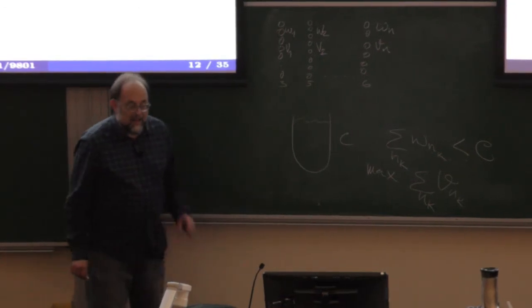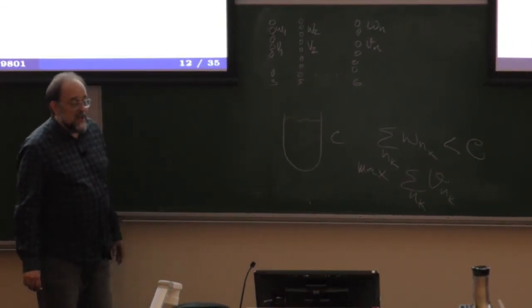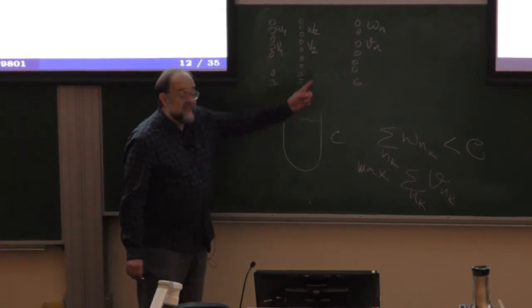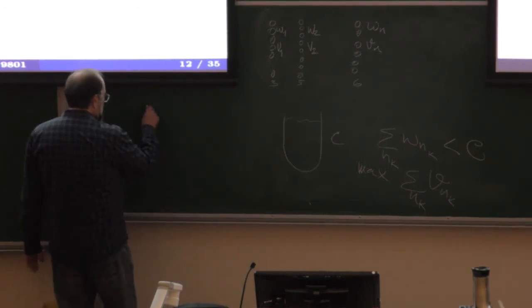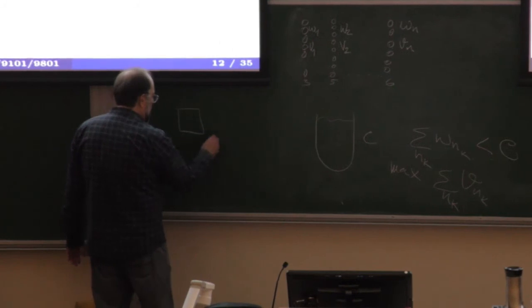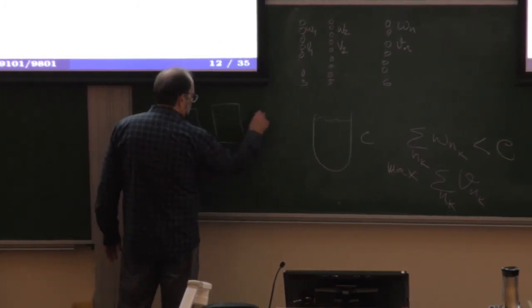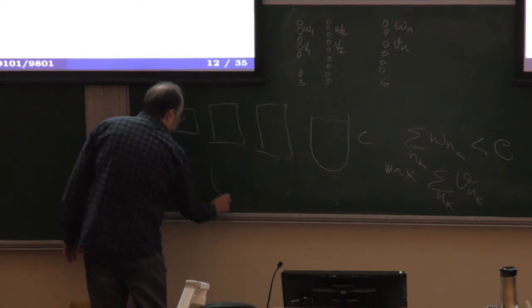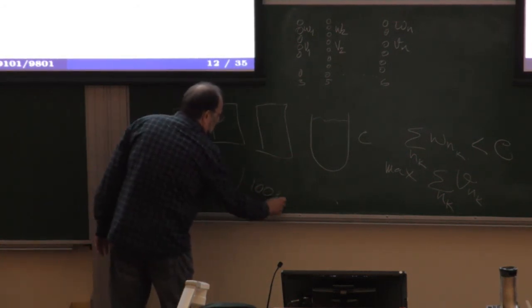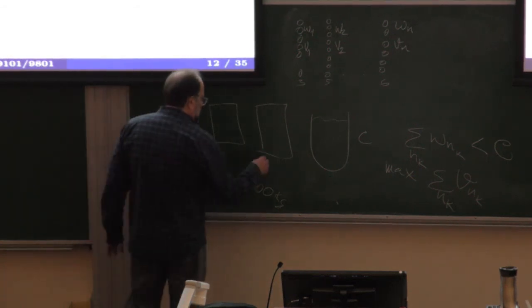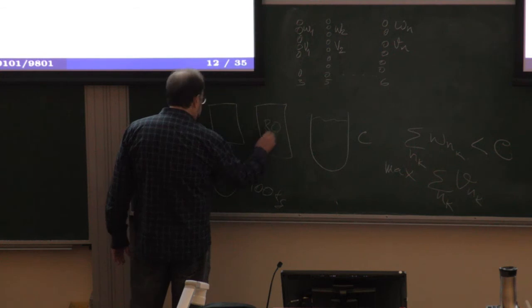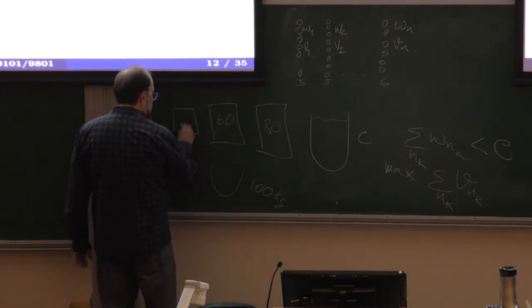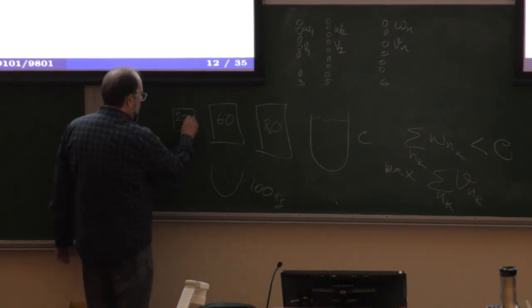But you see, it should be easy to cook up a problem where, when the objects are discrete, greedy is not the optimal solution, because say you have 3 items and your bag C holds 100 kilograms, and this is say, let me see, 80 kilograms. This is 60 kilograms, and this is 20 kilograms.